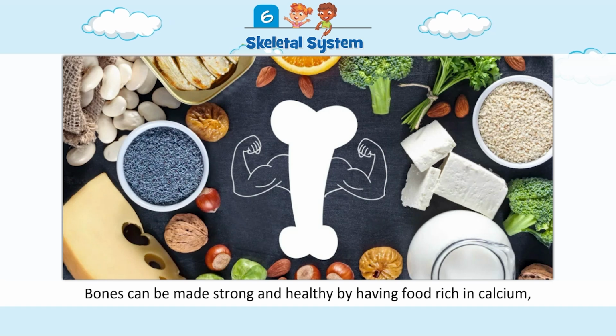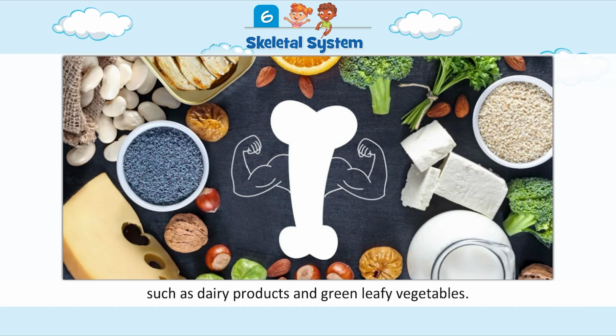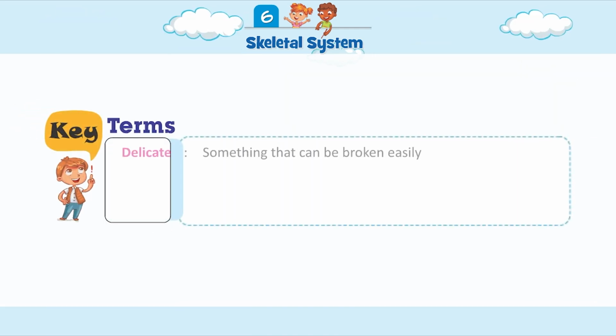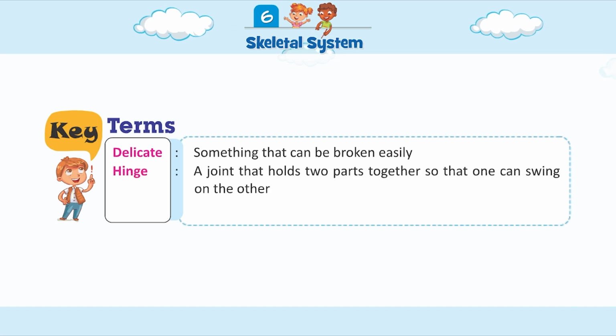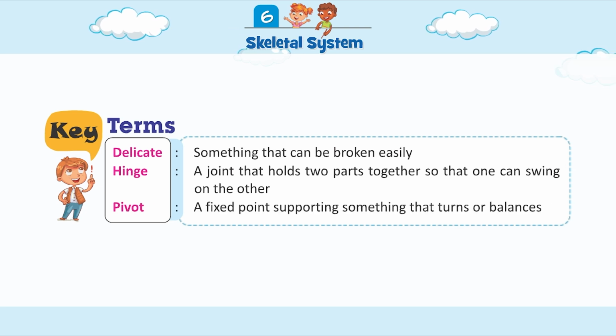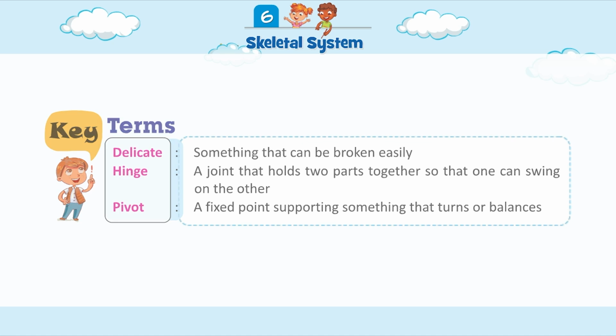Bones can be made strong and healthy by having food rich in calcium, such as dairy products and green leafy vegetables. Key terms. Delicate, something that can be broken easily. Hinge, a joint that holds two parts together so that one can swing on the other. Pivot, a fixed point supporting something that turns or balances.